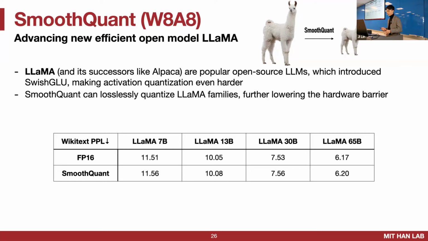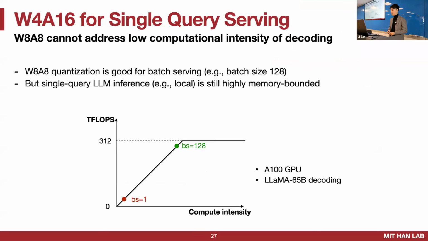Okay, so this concludes the first work, SmoothQuant. We introduced algorithm and system implementation to reduce the cost of batch serving for large language models. SmoothQuant is especially designed for large batch serving, for example, batch size 128.